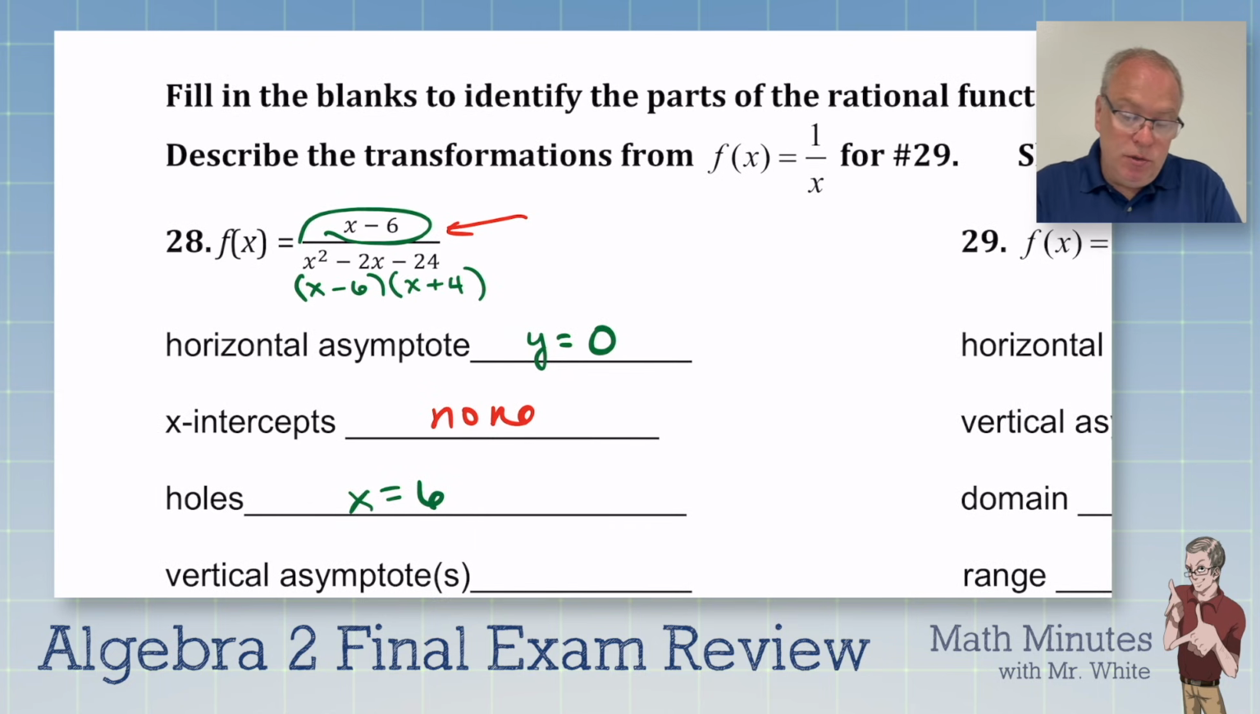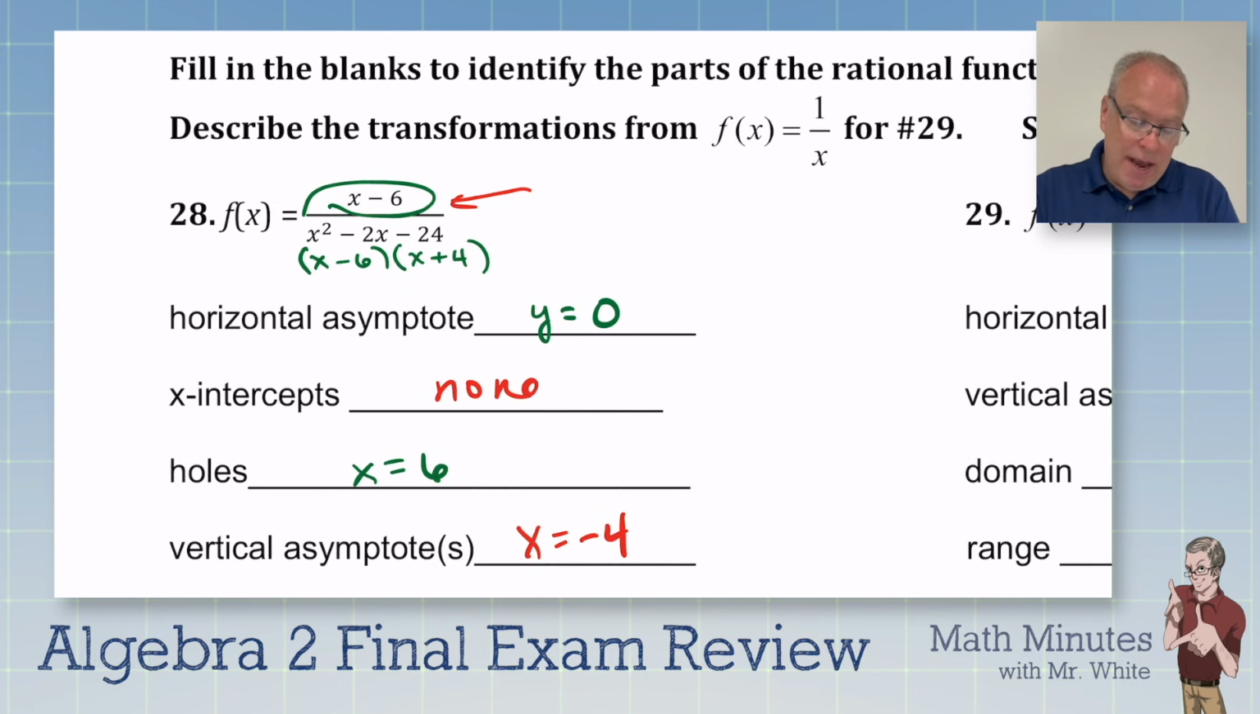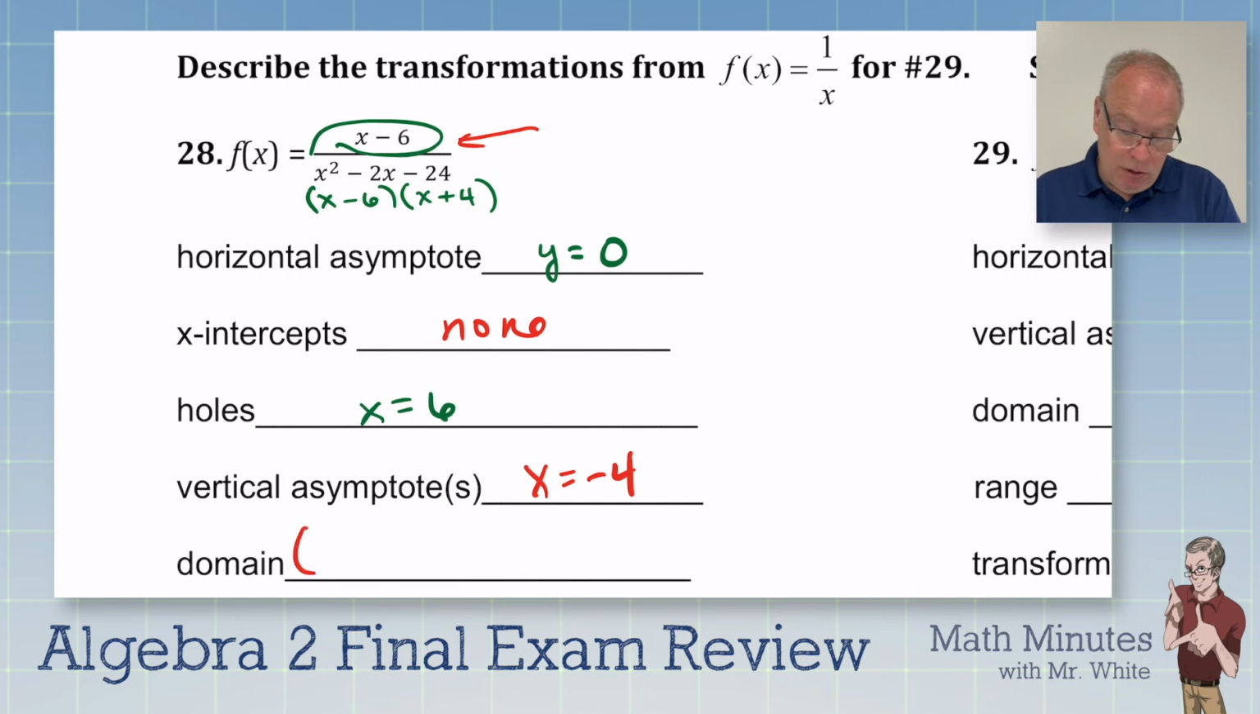Vertical asymptotes come from those, quote, problem children, those excluded values in the denominator that don't cancel with the numerator. You see how there's no x plus 4 in the top? So x equals negative 4 is your vertical asymptote. All right, and then domain is everything but the problem children. Everything but the excluded values.